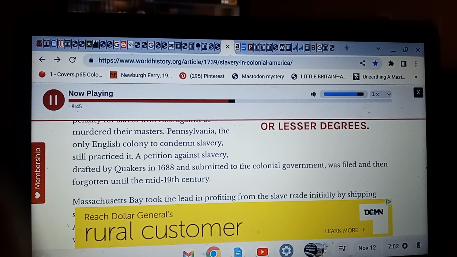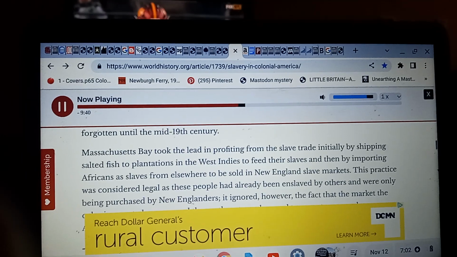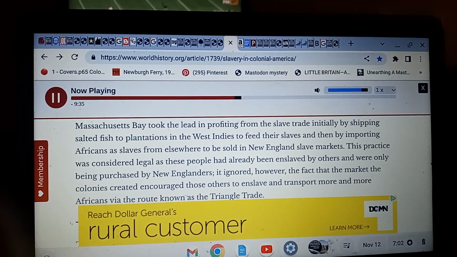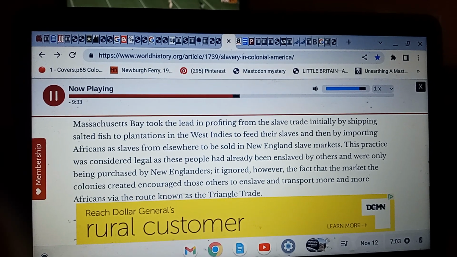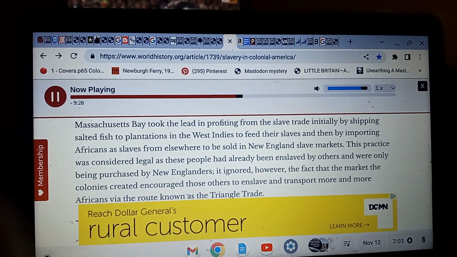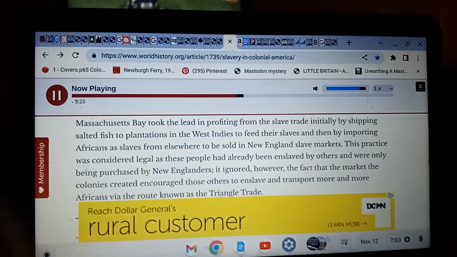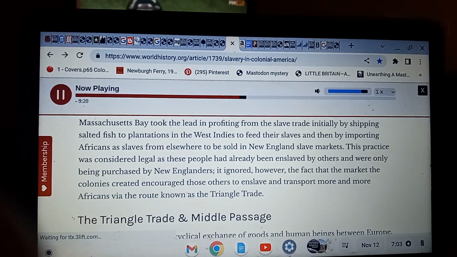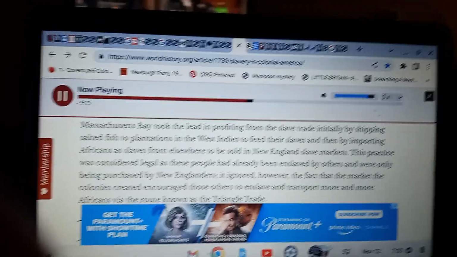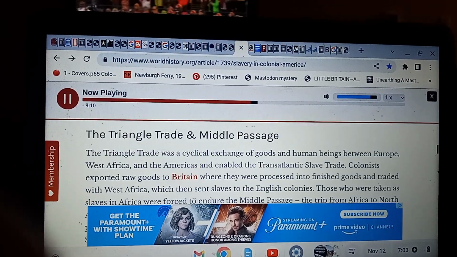until the mid-19th century. Massachusetts Bay took the lead in profiting from the slave trade, initially by shipping salted fish to plantations in the West Indies to feed their slaves, and then by importing Africans as slaves from elsewhere to be sold in New England slave markets. This practice was considered legal as these people had already been enslaved by others and were only being purchased by New Englanders. It ignored, however, the fact that the market the colonies created encouraged those others to enslave and transport more and more Africans via the route known as the Triangle Trade. The Triangle Trade and Middle Passage.